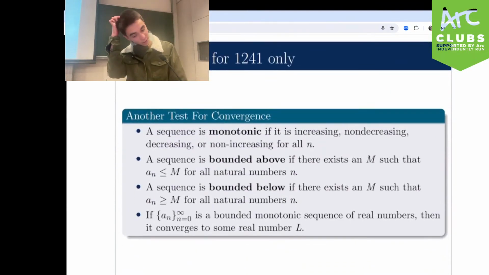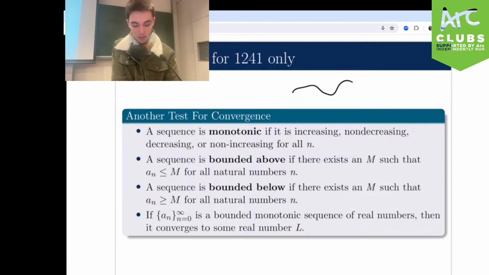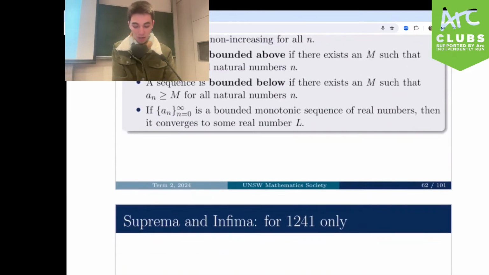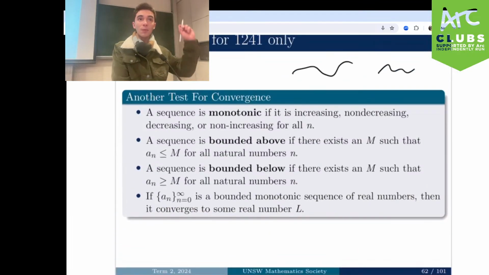Okay, some terminology that isn't strictly required for 1, 2, 3, 1 students, but is still useful. A sequence is monotonic if it is increasing, non-decreasing, decreasing, or non-increasing for all n, right? So that means it never changes direction and never oscillates up and down, okay? A sequence is bounded above if there's some number that's larger than all the elements of the sequence. It's bounded below if there is some number that is less than all the elements of the sequence.